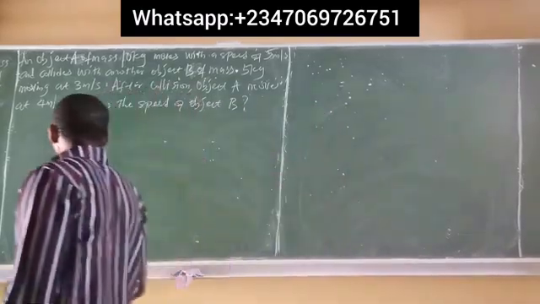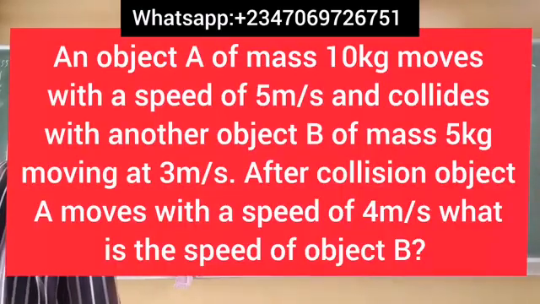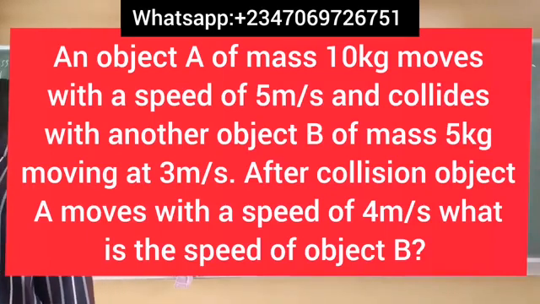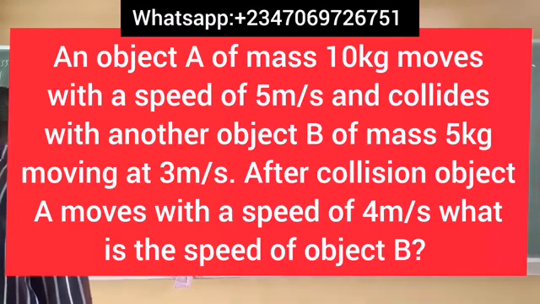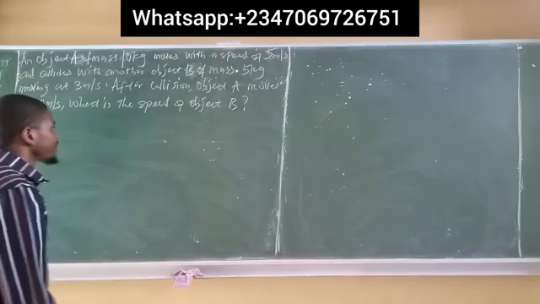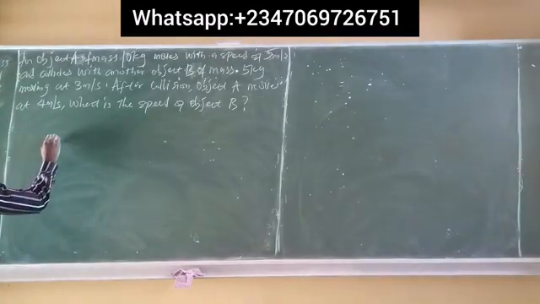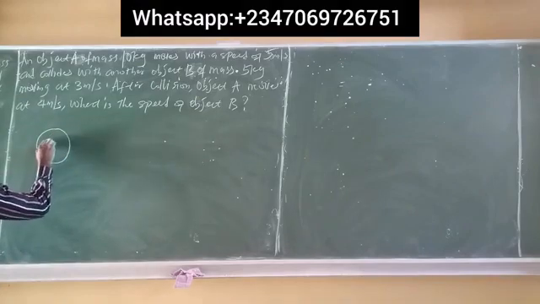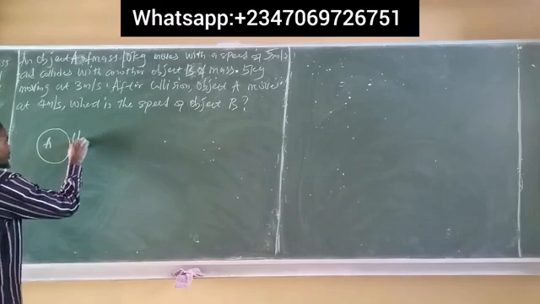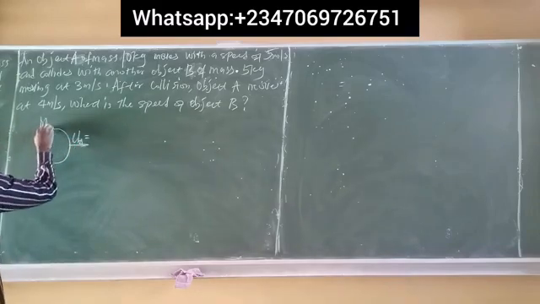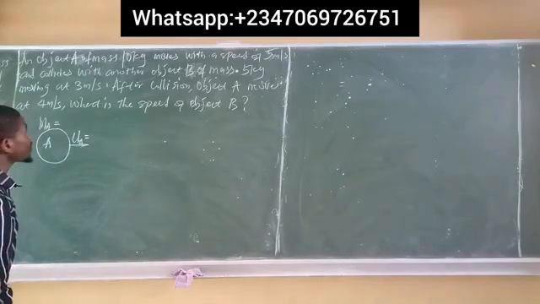Alright, so the question says, an object A of mass 10 kg moves with a speed of 5 meters per second and collides with another object B of mass 5 kg moving at 3 meters per second. After collision, object A moves with a speed of 4 meters per second. What is the speed of object B? It's as simple as that. Let's draw the diagram to denote this. We have an object A, which moves at a particular speed, so UA is given there. Object A has a mass MA equal to 10 kg.